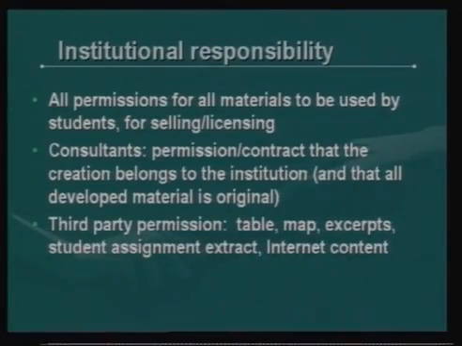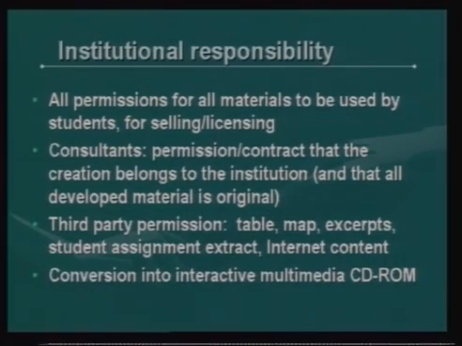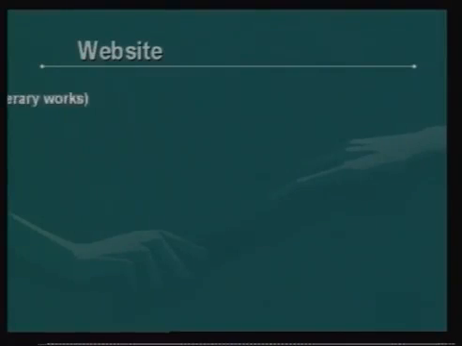Number three, if there is a need for a third party permission, say for instance we use tables, graphs, maps, excerpts, student assignment extracts, internet content, all these are copyrighted, and therefore we need to necessarily obtain copyright clearance for use of these materials. And finally, say for instance, if we are converting all these materials into a platform called interactive multimedia CD-ROM, a variety of people for print, a team for audio, for video, they are responsible for creating these materials. And when we collate all these through an instructional design format into a multimedia CD-ROM, who holds the copyright? That is an important question. This needs to be addressed, and therefore we need to have a policy on this issue.